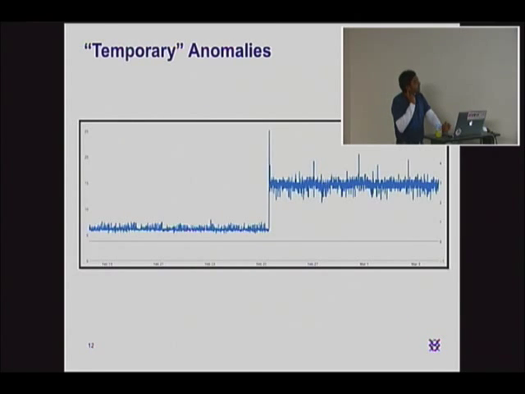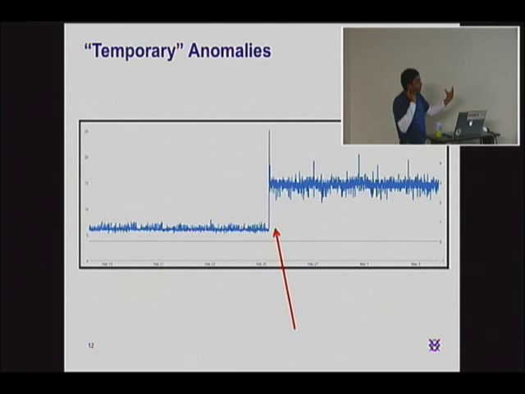Then there's another anomaly, which I'll call a temporary anomaly. So this is a CPU usage, and you can see that on the left, it's hovering between 6 and 7. It's noisy, but it's staying in that range. And then there's a point in time when it suddenly spikes up. So that's an anomaly. Something unusual happens right there. And then it stabilizes at a higher level.